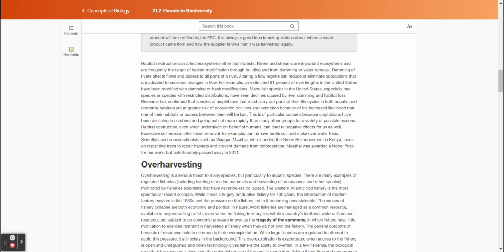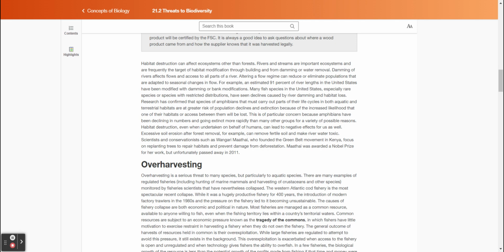Research has confirmed that species of amphibians that must carry out parts of their life cycles in both aquatic and terrestrial habitats are at greater risk of population declines and extinction because of the increased likelihood that one of their habitats or access between them will be lost. This is of particular concern because amphibians have been declining in numbers and going extinct more rapidly than many other groups for a variety of possible reasons.